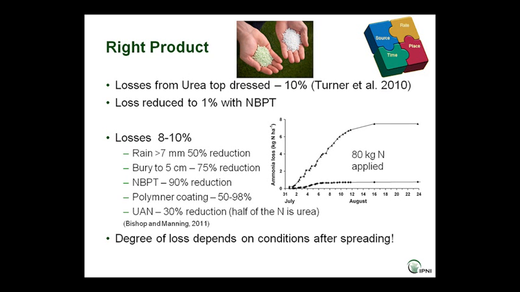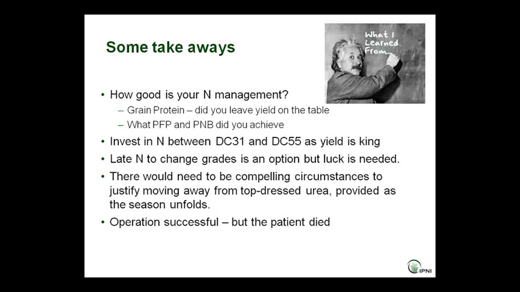Sometimes if you're concerned about losses, you might like to turn to one of these products that has a urease inhibitor in it, and that certainly is a way of preventing some of the loss of nitrogen as ammonia. So what are some takeaways?